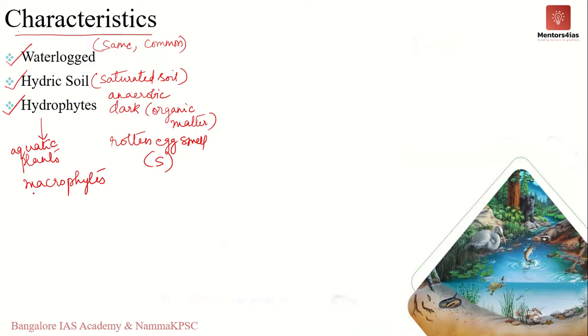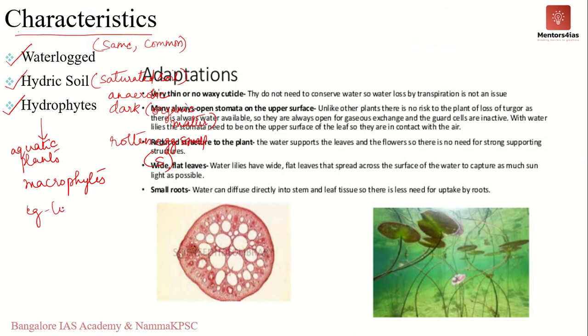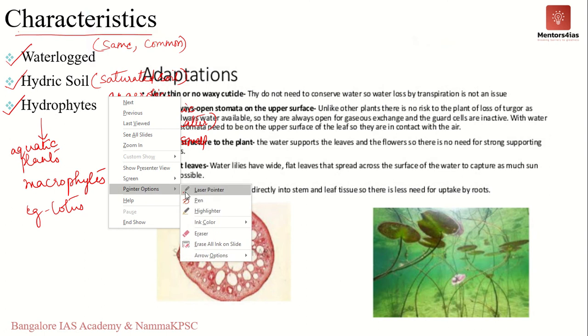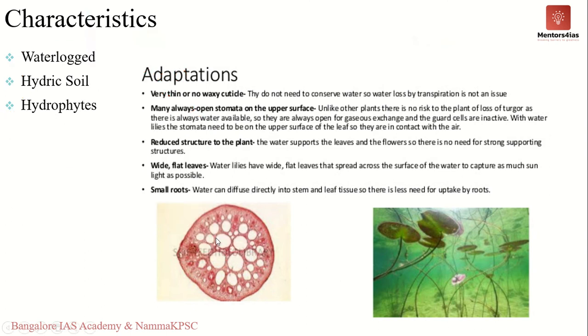For example, your lotus. Over here I have given an image, so you can pause the video and go through these points. These are certain adaptations which are found in aquatic plants, for example your lotus. Sometimes you may have questions based on the adaptations of plants to wetlands.